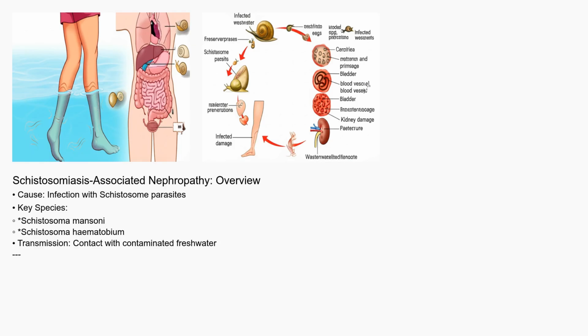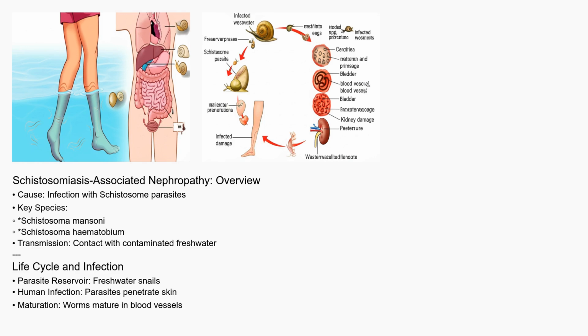The worms then mature and reside in blood vessels, with Schistosoma mansoni typically found in the mesenteric vessels of the intestines and Schistosoma haematobium in the venous plexus of the bladder. The eggs laid by these worms initiate the disease process, contributing to kidney damage. Rarely, other species may cause renal complications.